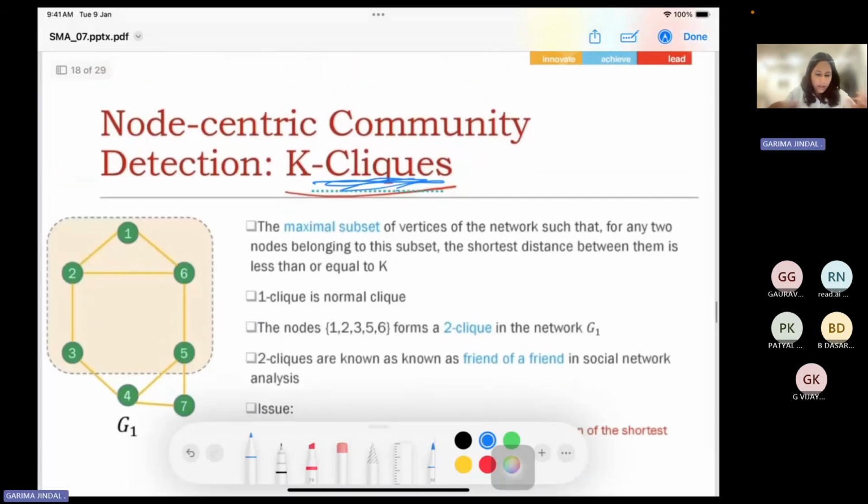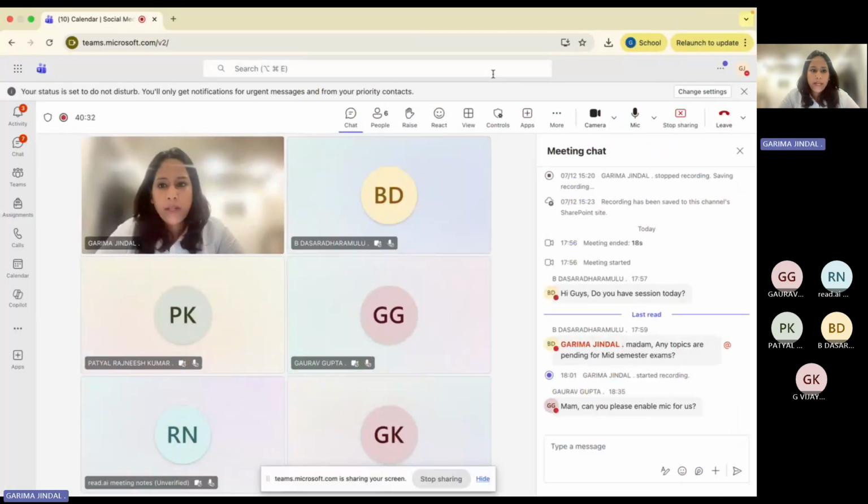So let's take a short break at this point, and let's come back after 10 minutes, and then we will be discussing all the algorithms that fall under this category.